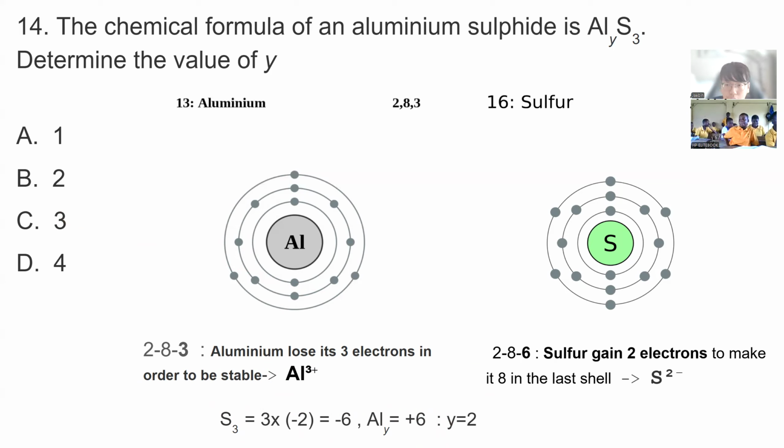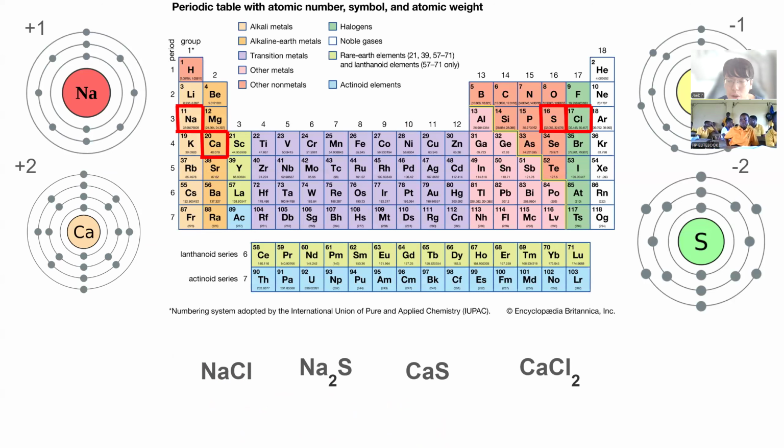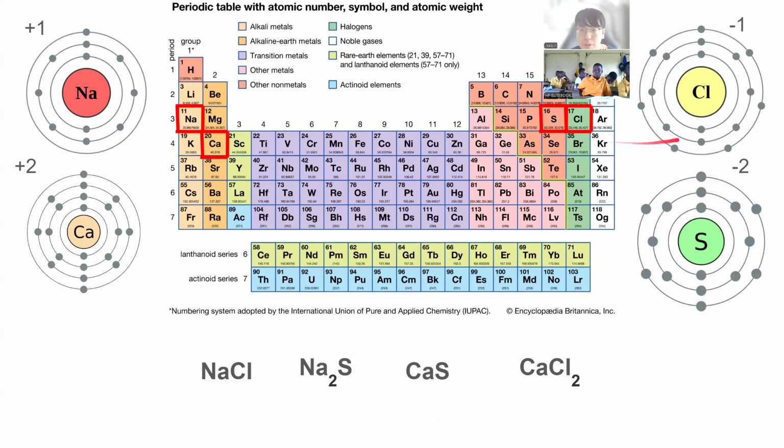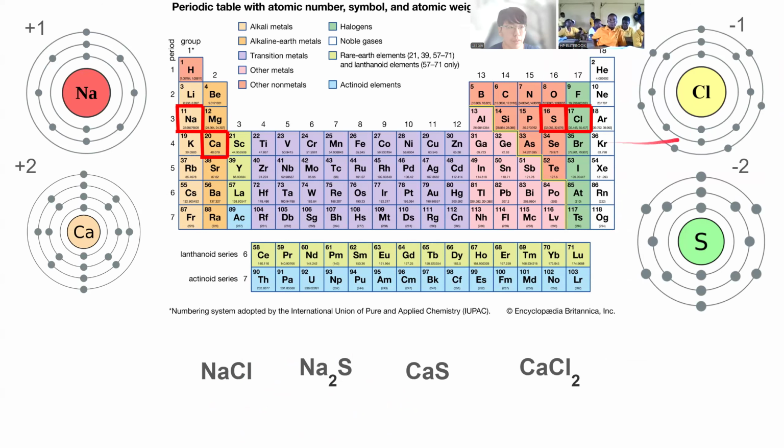Let's actually take a simpler question. This is a little complex, so some of you might be confused. That's why I made a simpler problem. So let's look at this. For example, we have sodium, Na, which is over here, highlighted in red. It has 1 valence electron because it is in group 1, column 1.